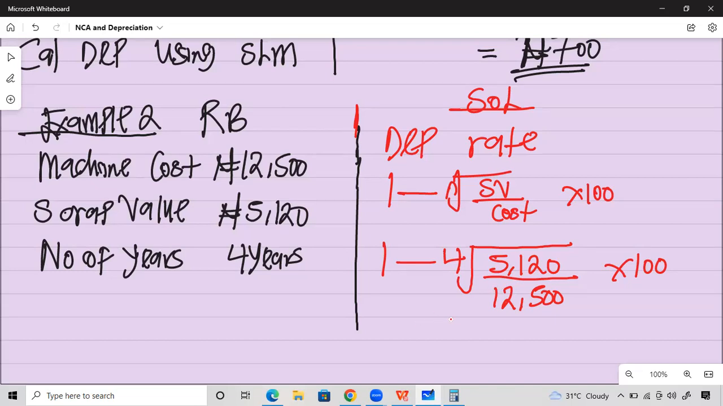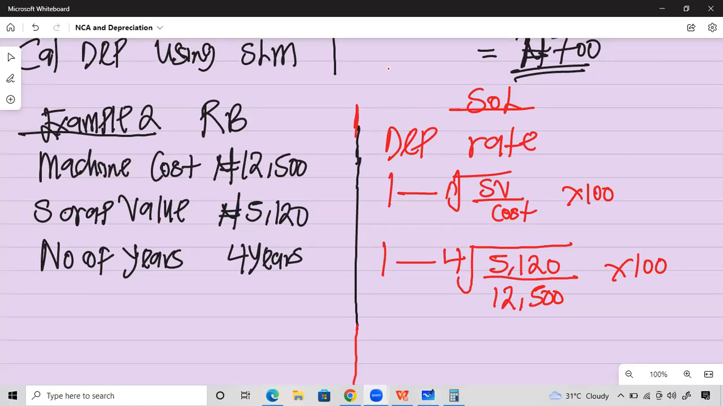I know some of us are science students, so you should be able to get this. Is anybody here with a scientific calculator, so that I can take you through how to get this? If you have one, let me see it in the comment section. Next time you come, please come with a calculator. It is very, very important.